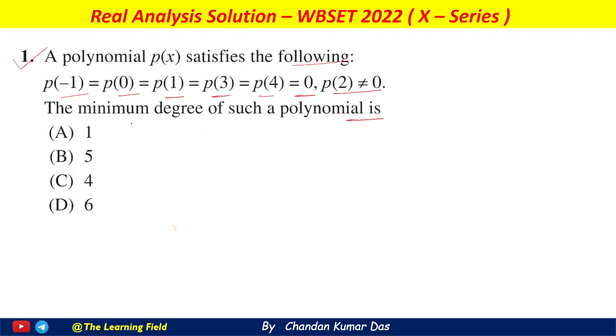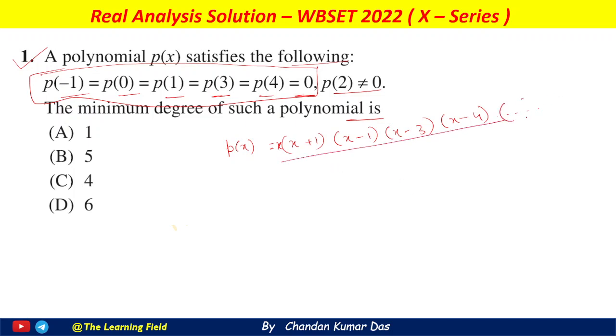See, this is a very easy question if you think about it in an easy way. Why? Because there are the points -1, 0, 1, 3 and 4, five points where the polynomial is zero. That means we can easily write this polynomial as p(x) equal to x into (x plus 1) into (x minus 1) into (x minus 3) into (x minus 4). Other terms may also be included here, but these are the zero terms. Therefore this is the minimum degree of the polynomial, and you can take other terms also.